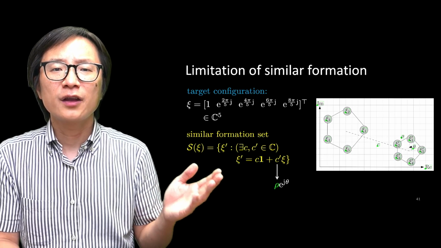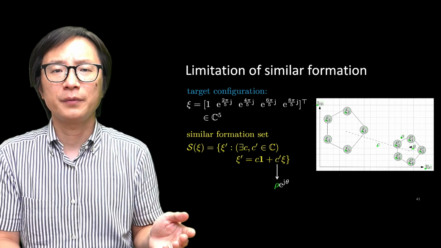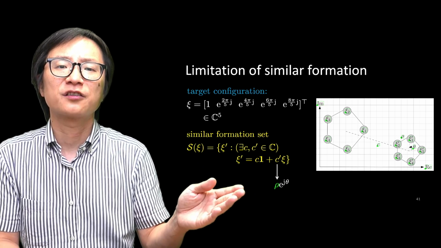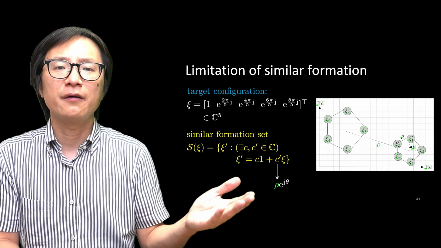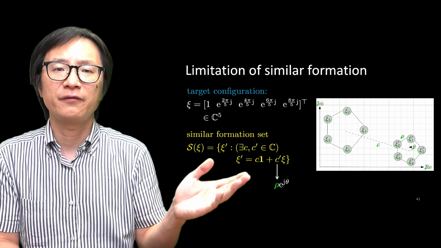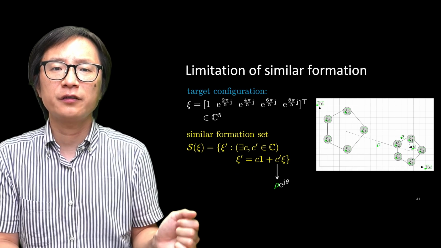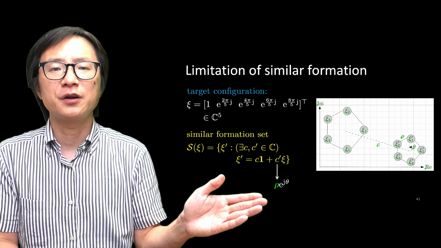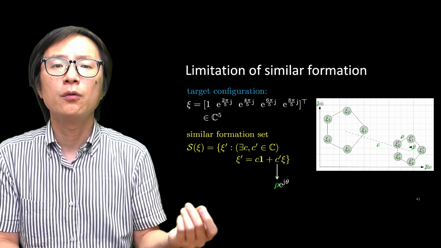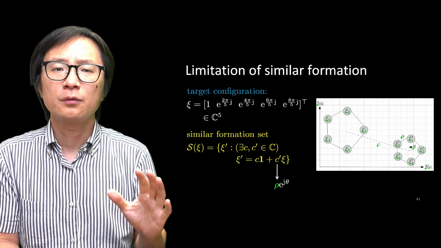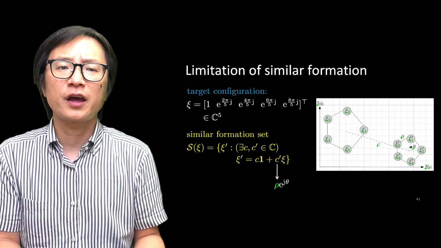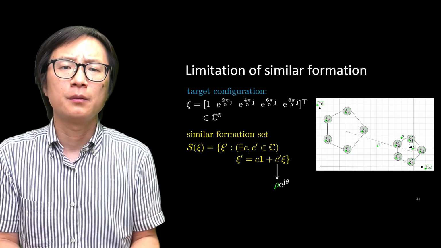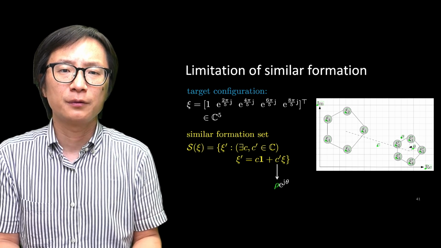And this is not possible with similar formation, because if we look at the definition of the similar formation as a complex linear combination of two vectors, the vector of 1 and the vector of the target configuration, which is a complex vector, there is only one scaling ratio rho, which is applied to the whole target configuration. So with similar formation, we cannot scale the formation with different ratios. Only one scaling ratio rho is available.